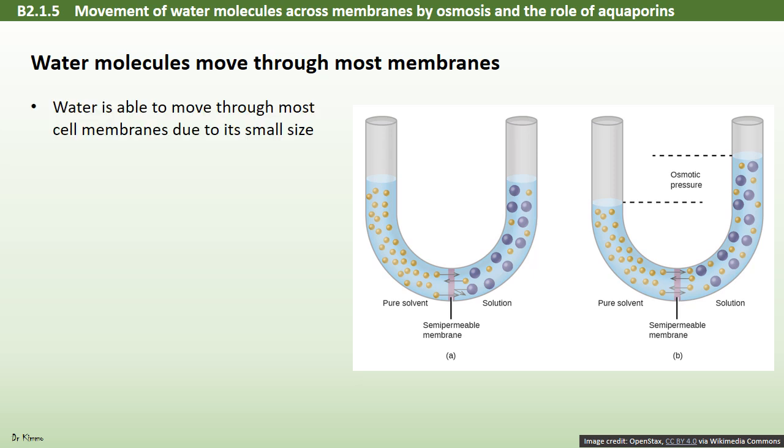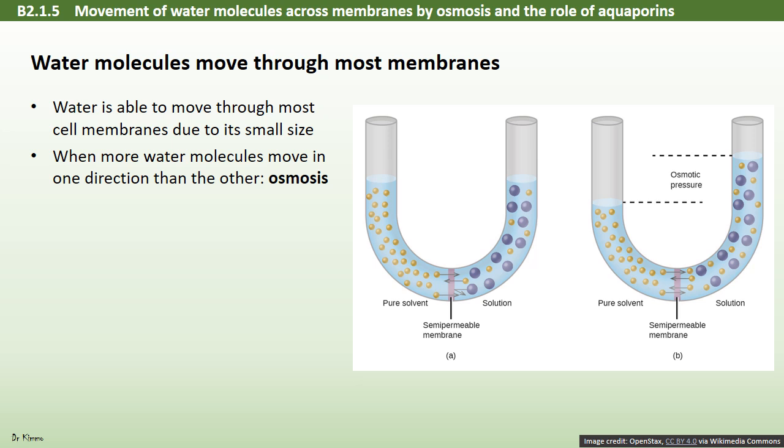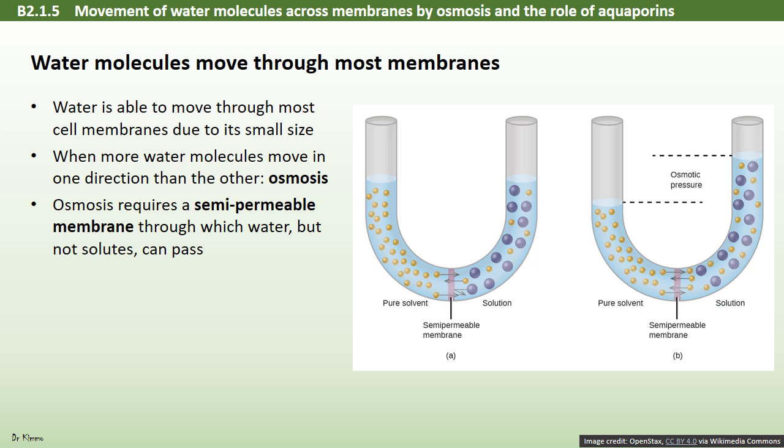Water molecules are able to move through most cell membranes due to their small size. When more water molecules move in one direction than the other, we call it osmosis. And this requires a semi-permeable membrane through which water, but not solutes, can pass. In this illustration, you can see a semi-permeable membrane, and to the left you have pure solvent, only water, and to the right you have a solution with water and a solute. So the yellow spheres are water molecules, the blue spheres are solute molecules.